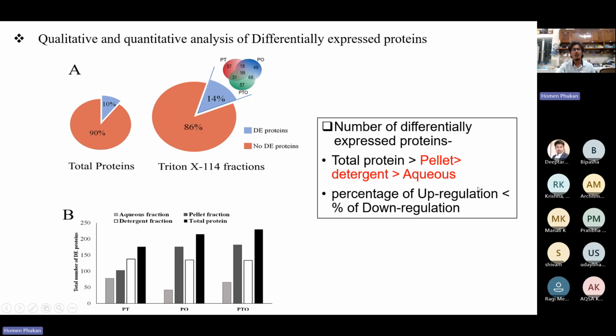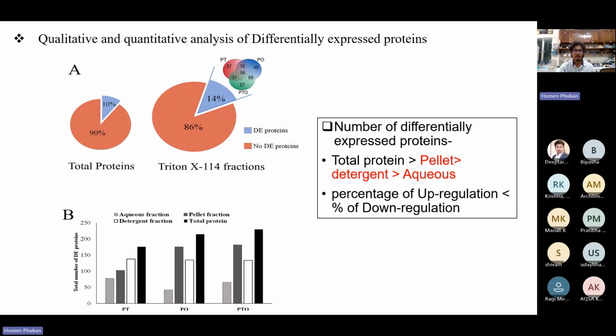And we performed qualitative and quantitative analysis of the differentially expressed proteins. While accounting the total proteins for quantitative analysis, we were able to find that 10% of proteins were differentially expressed. And when we took subcellular compartments for the quantifications, we found that 14% of proteins were differentially expressed. They include both up and down regulations.